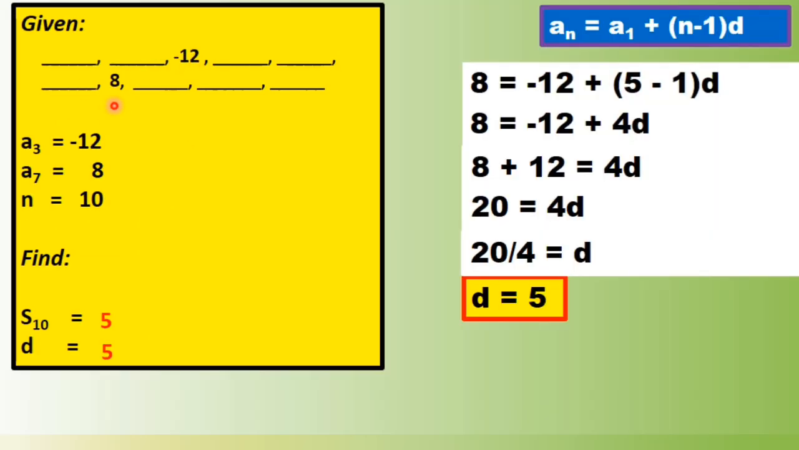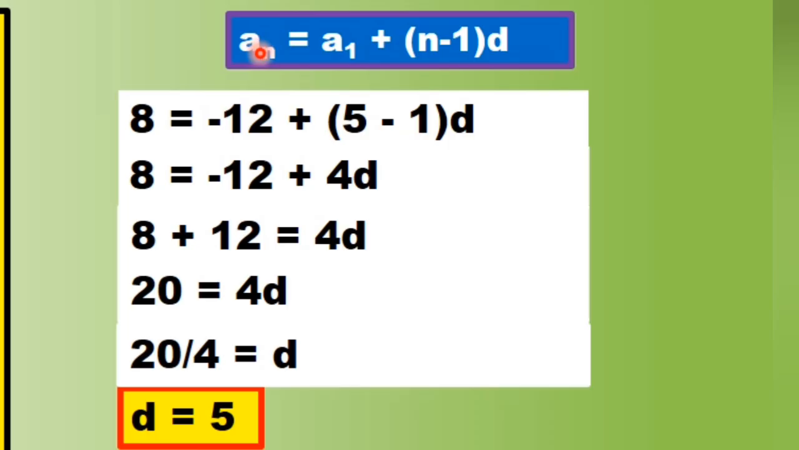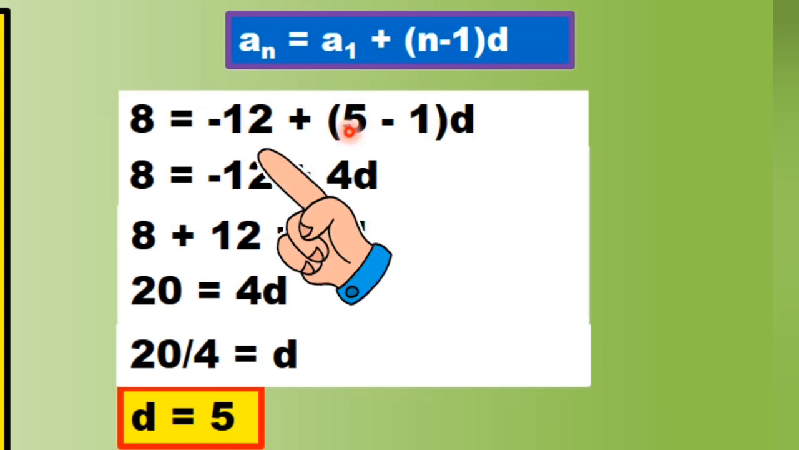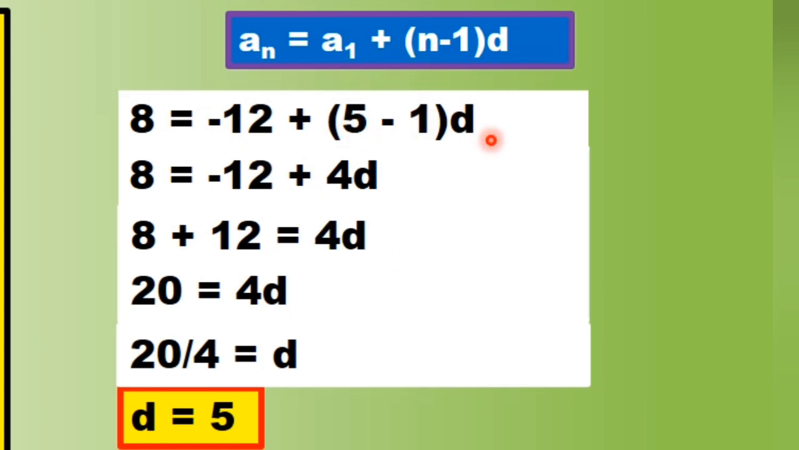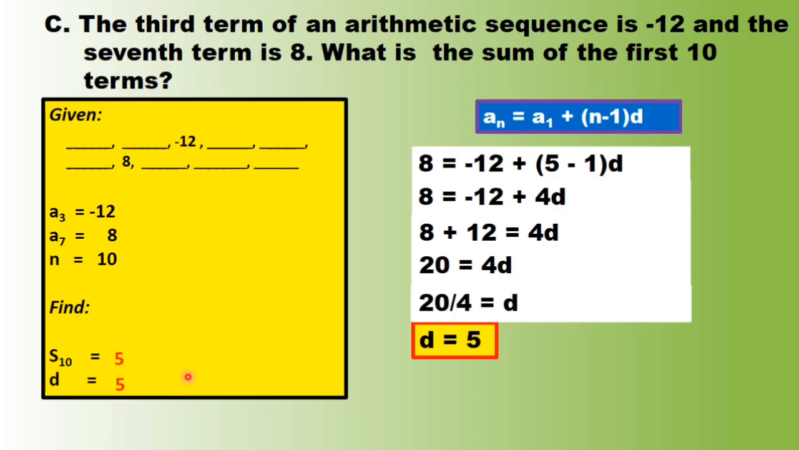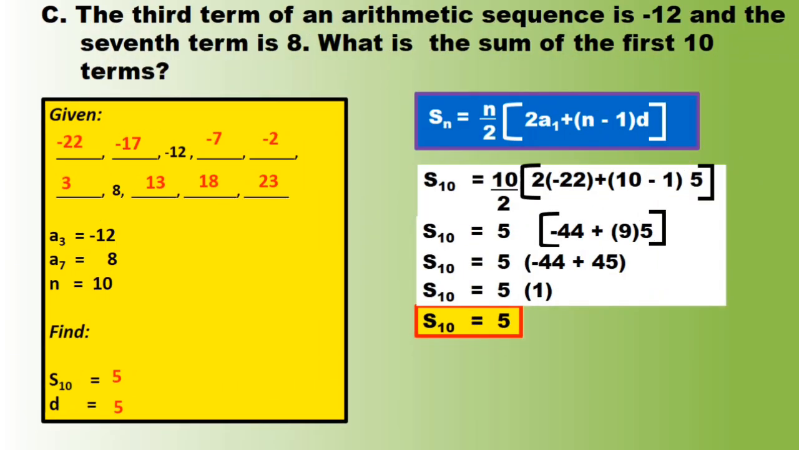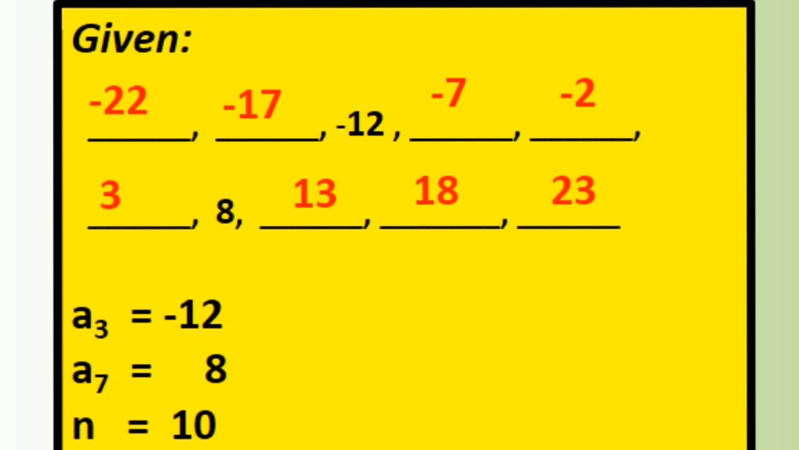Let's substitute the 12 and 8 in this formula. The last term is 8. Our A sub 1, or the first term, is negative 12. Number of terms is 5. Then, the common difference is unknown. So, we get the common difference. Solving for D, D equals 5. So, the common difference is 5.